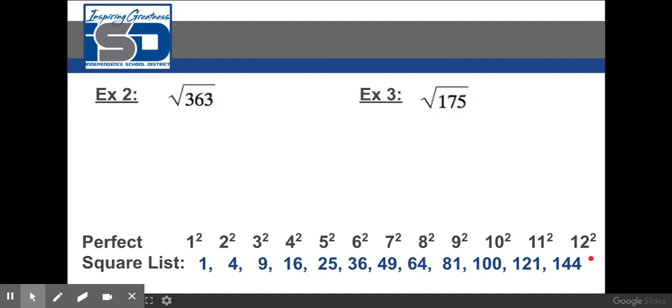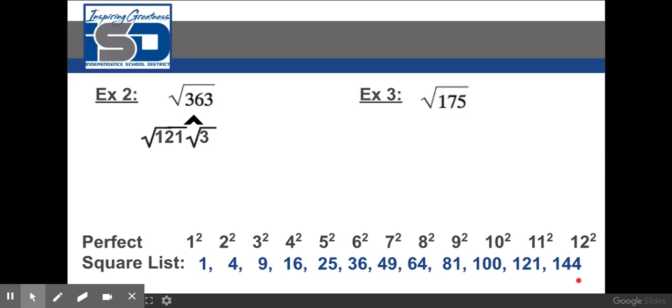So let's look at example 2. To use the perfect square list, you want to start with the highest square root and work your way down. So let's go ahead and start with 363. I try to divide it by 144. It is not possible. But if I divide it by 121, I get the value of 3. So I know 121 times 3 is 363.